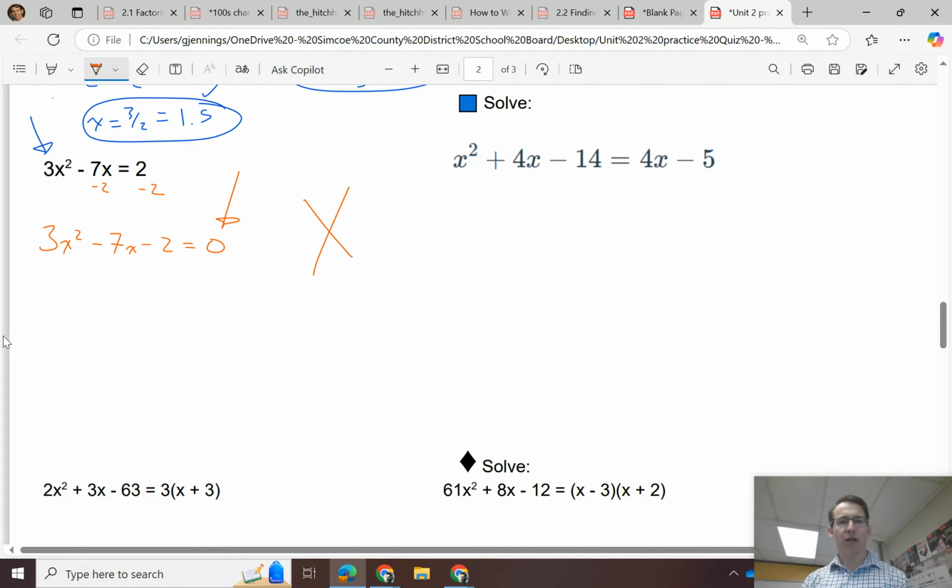Now we play this special x game where we multiply to 3 times minus 2. That's minus 6, and add to minus 7. So we want to multiply to minus 6 and add to minus 7. Do I have an error? Yeah, I have an error here. So that one won't factor.